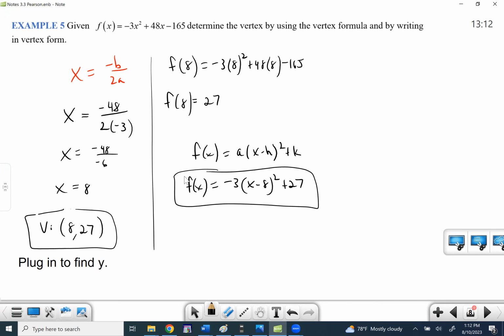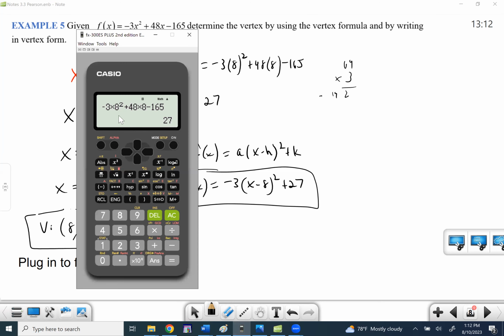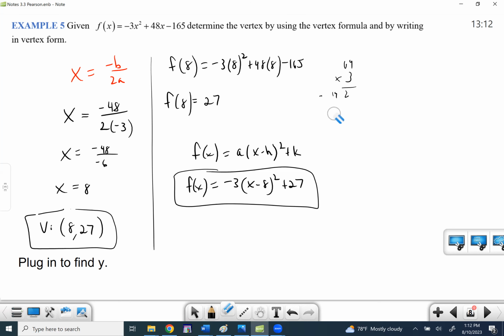All right. 27 seems like a big number. Let me just do some checking really quickly. 64 times 3, 12, 192. Let me just make sure that I type this all in right. Yeah, that looks good. Okay, it is 27. Make sure we did everything. Find the vertex by using the formula and then write it in vertex form. We indeed did do that.